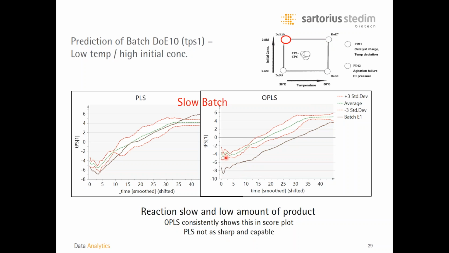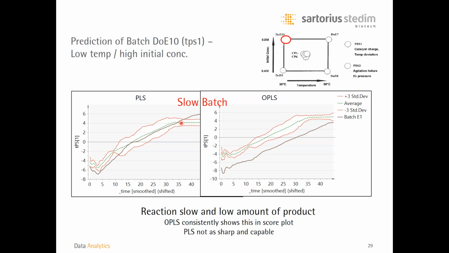Another case comes from this DOE combination, where we have a low setting for the temperature and a high setting for the initial concentration. This is a batch that is slower and produces lower amounts of product. OPLS consistently shows this in the score plot, whereas PLS would claim that for a rather long part of the duration of this batch, it progresses according to the development trajectory of a good batch.